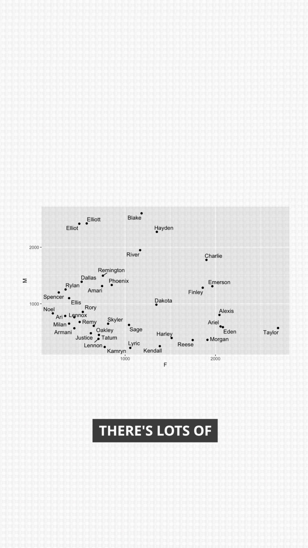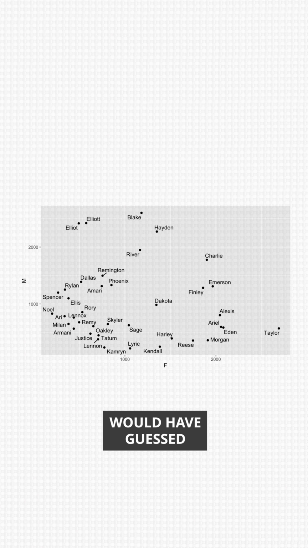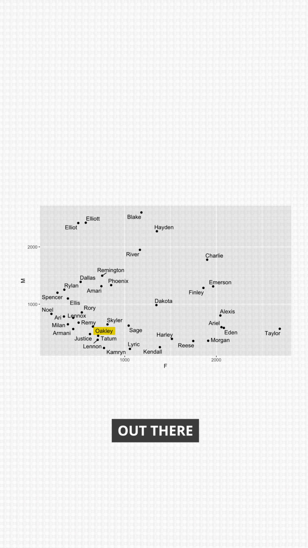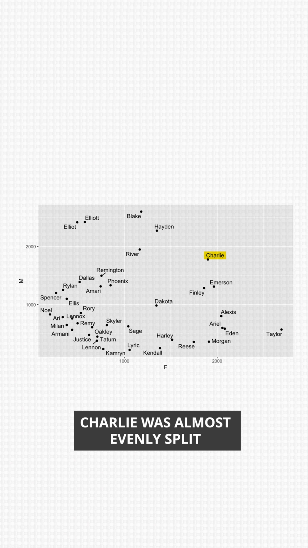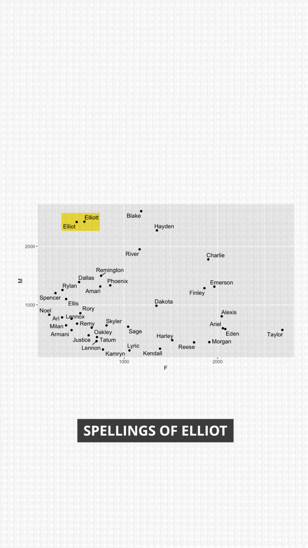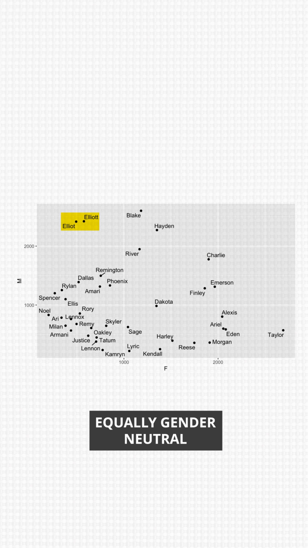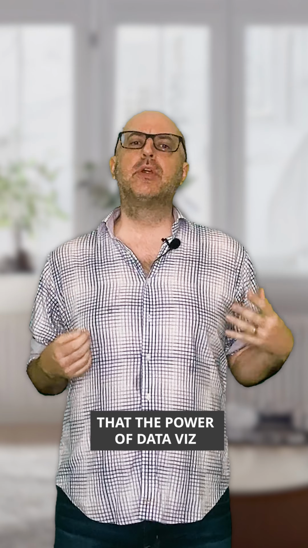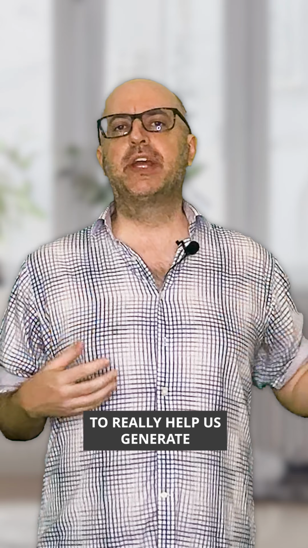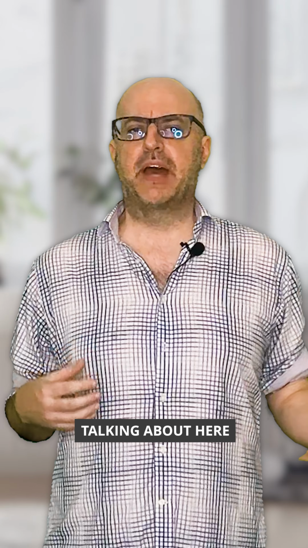This looks great. There's lots of interesting names here. I never would have guessed there were so many Oakleys out there and that it was such a gender-neutral name. I'm not sure I would have guessed the name Charlie was almost evenly split, or that both spellings of Elliot are just about equally gender-neutral. It's all very interesting and things I never would have guessed. It's the power of data viz to really help us generate hypotheses, learn what we're talking about here.